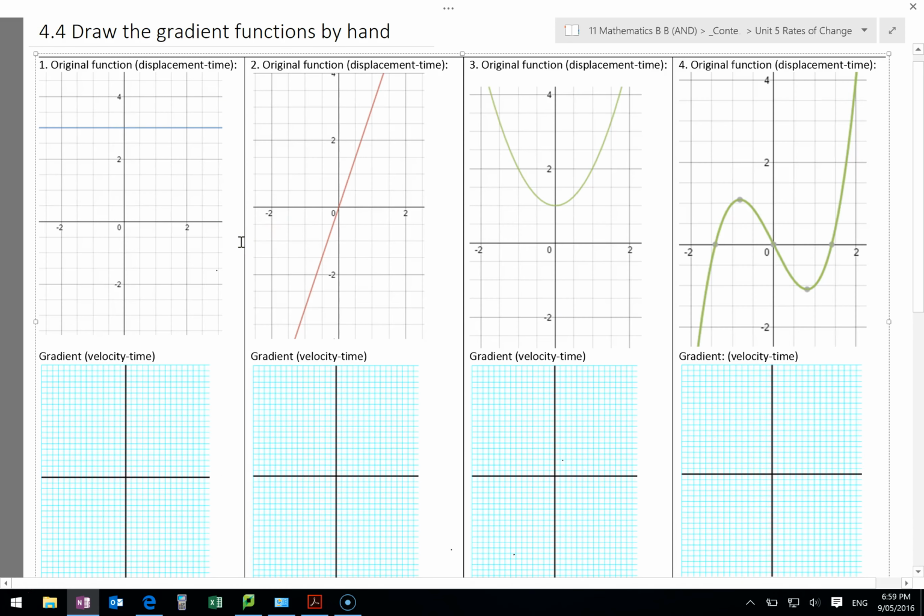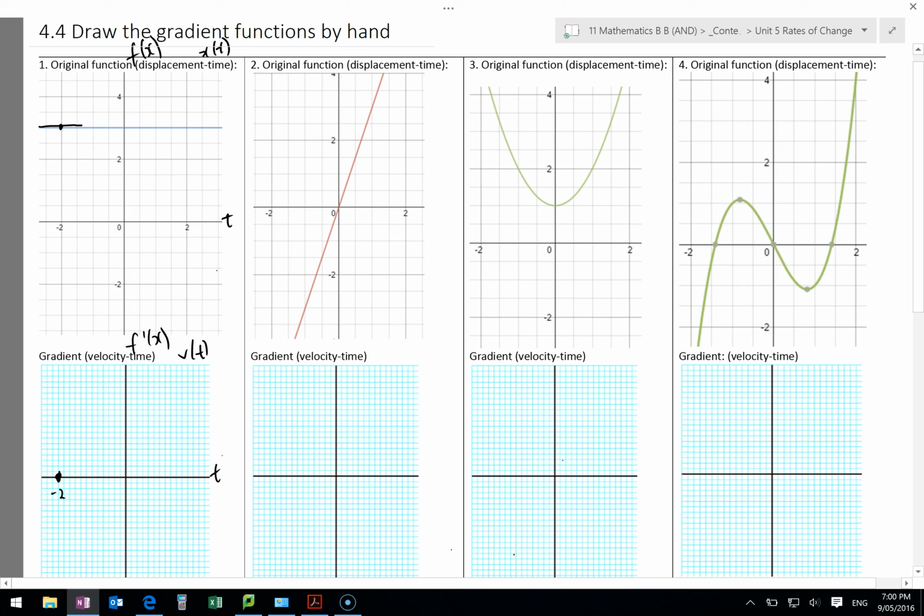In the first function, we're going to have a look at the slope at various points here. So say at -2, I'll put a dot here. What's the slope? Okay, the slope is 0. It's completely flat. So at about -2, I'll mark that the slope is 0. So the original function is sometimes written as f of x, and the gradient is written as f dash of x. Okay, or we can just use displacement time, velocity time in the same way. Sometimes displacement time will be x of t and velocity time will be v of t. Okay, always t on this axis.